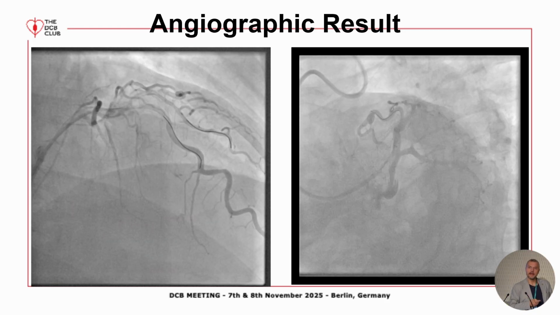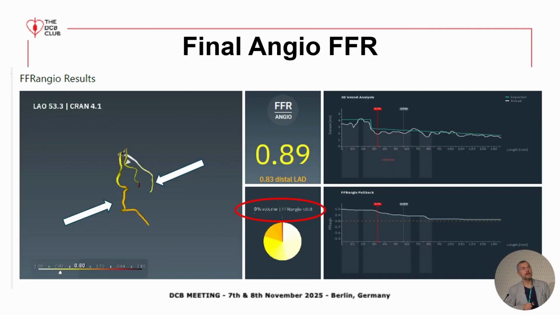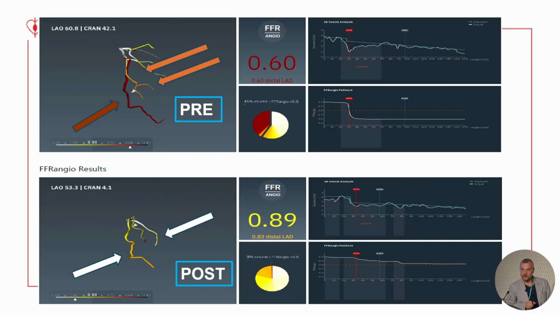Angiographically, I would say I was quite happy, but then I said, okay, the tool is there, so I do it again. This is, again, the distal LAD, FFR angio 0.89. But you can also see that 0% of the volume of the myocardium subtended by the left system had an FFR less than 0.8. The colors are very bright yellow for the LAD and yellow for the diagonal, meaning that the job has been done, probably in the right way.